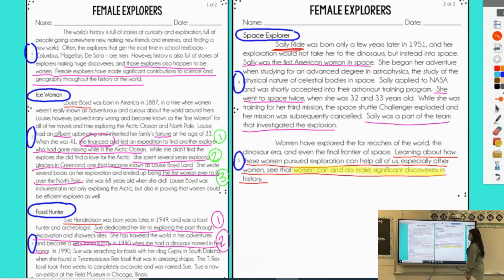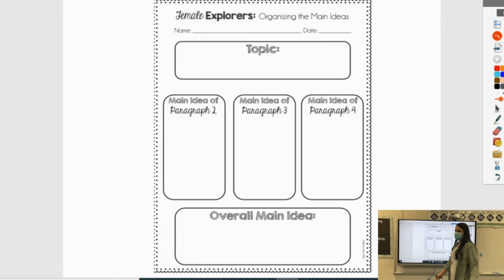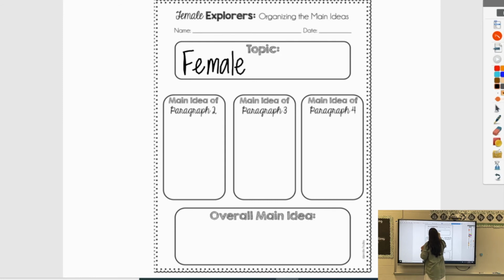Let's go forward to our chart. What is our topic? It might be a few words that just state the topic. Just like in iReady, in our books this week, our topic is space or planets. So what is our topic here? Female explorers. Yes, very good. So we should put female explorers make significant discoveries in the bottom. Right down here.